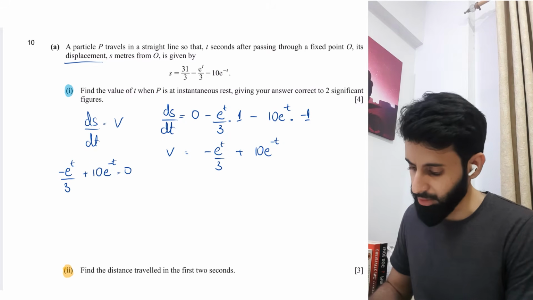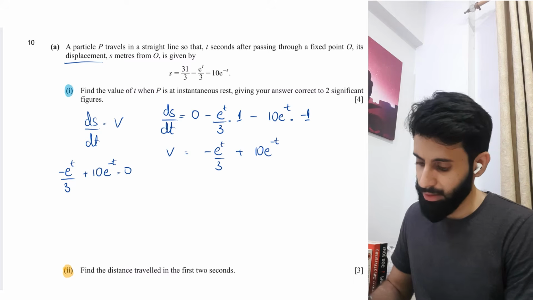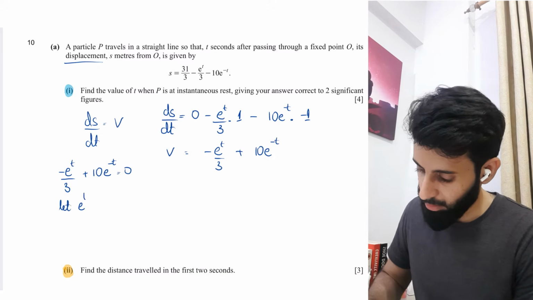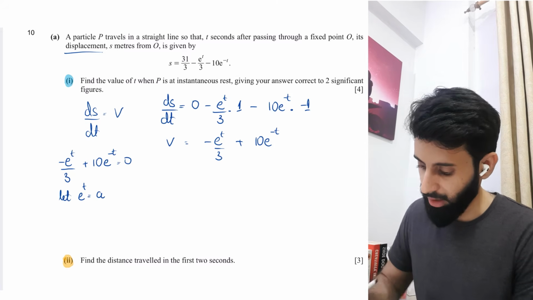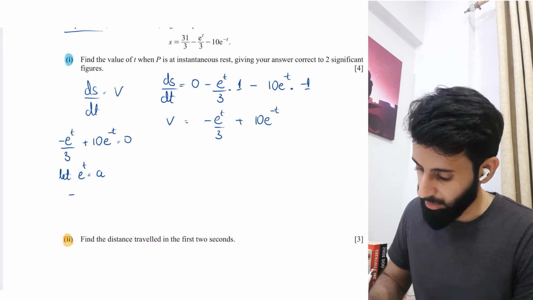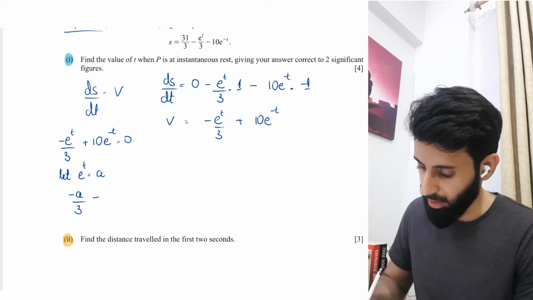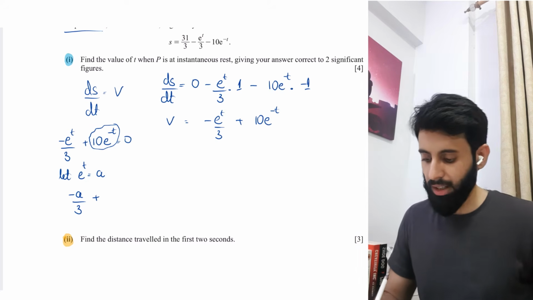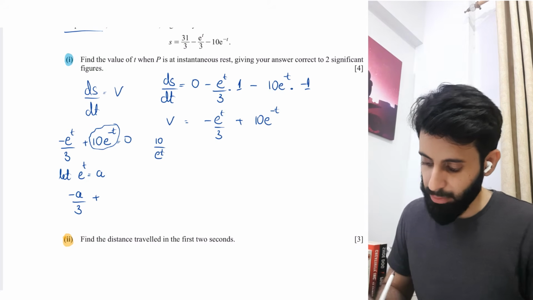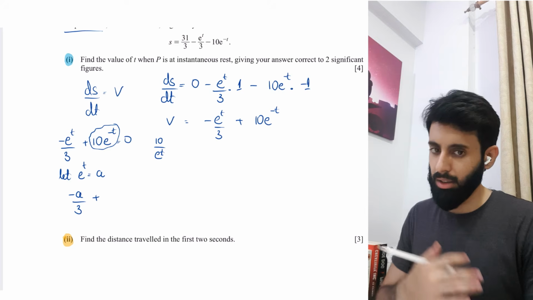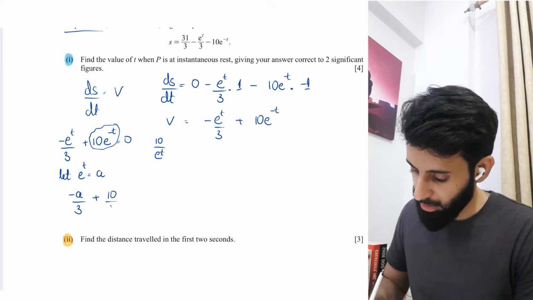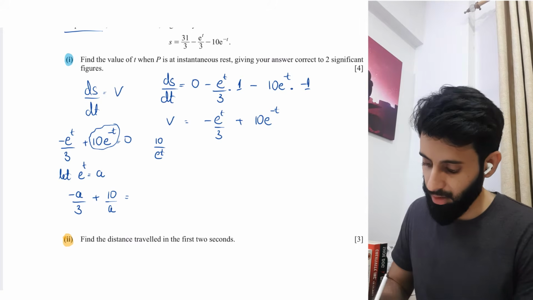Now, how exactly should I solve this? I think I'm going to go with substitution. So I'm going to say let e^t equal a. That way I'm dealing with minus a upon 3 plus, and here's something I should point out, it's 10e^(-t). That means I can always write it as 10 upon e^t, positive t. So I can take the reciprocal in order to make the power positive. So I'm looking at minus a upon 3 plus 10 upon a equals 0.